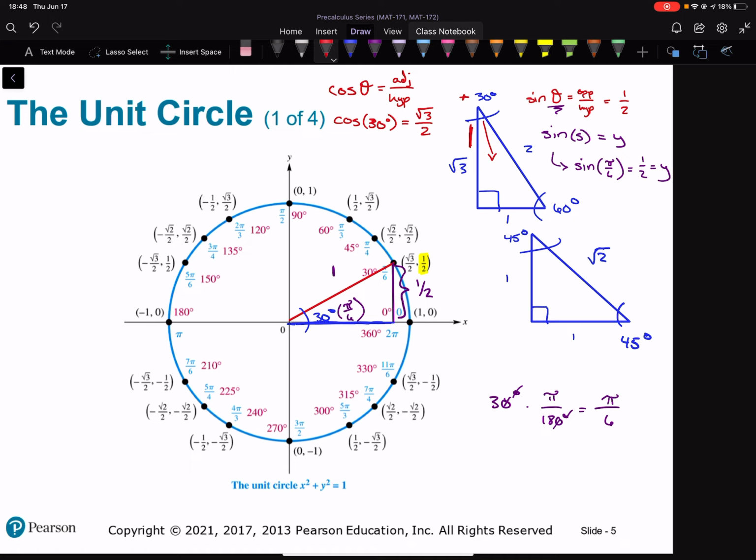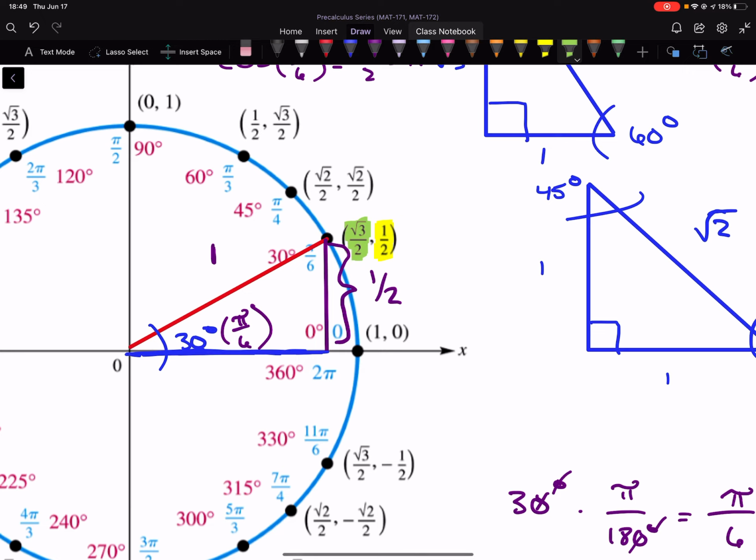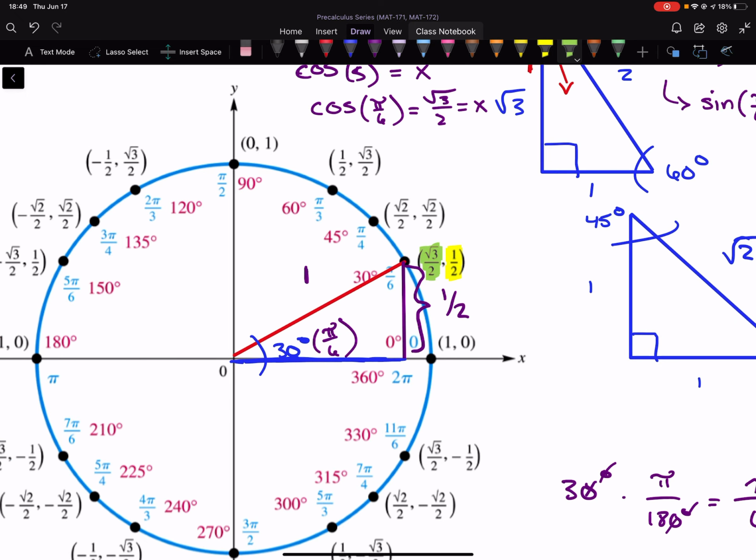So square root of 3 over 2 also corresponds to our circular function for cosine. We say cosine of s equals the x-coordinate. Well, this s is pi over 6. We already found that this is square root of 3 over 2, and it's also the x-coordinate, and that's why you notice it here for the ordered pair that corresponds to that place on the unit circle at pi over 6 radians or 30 degrees.